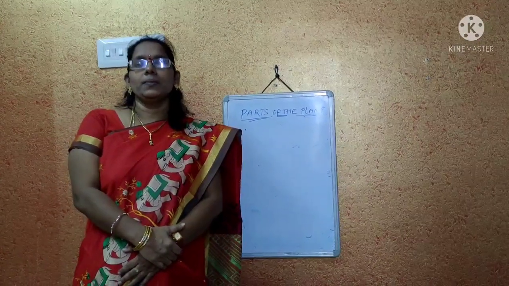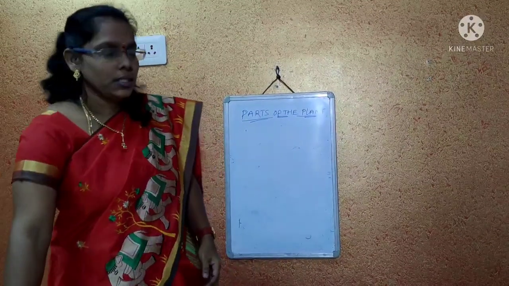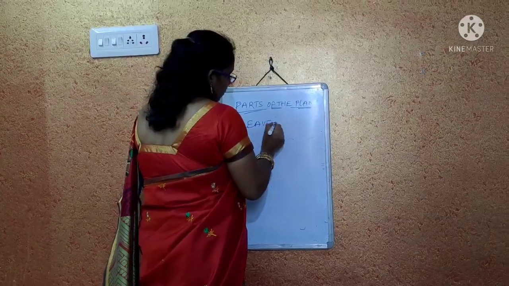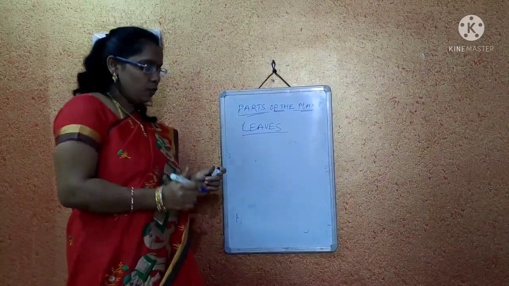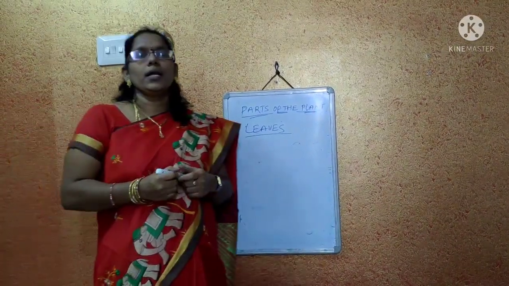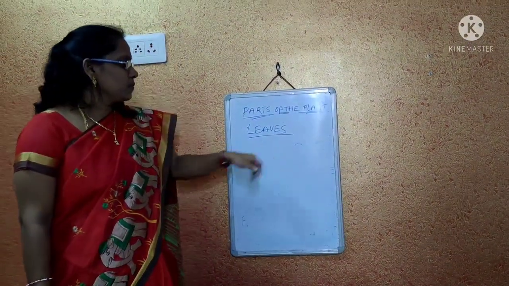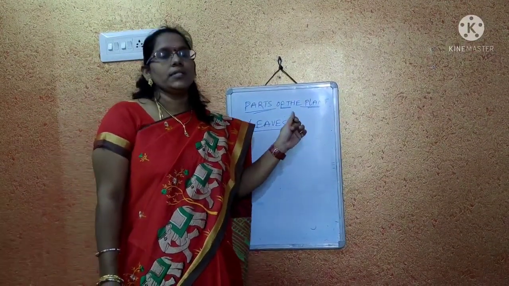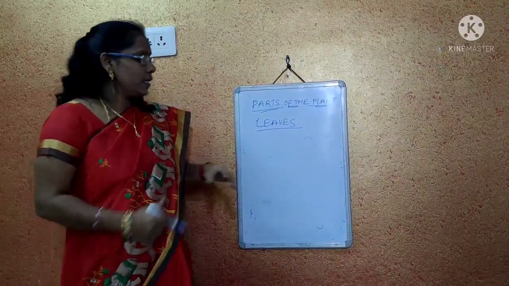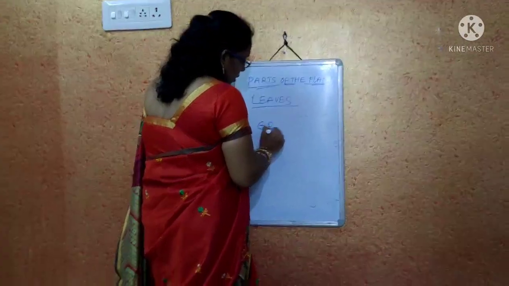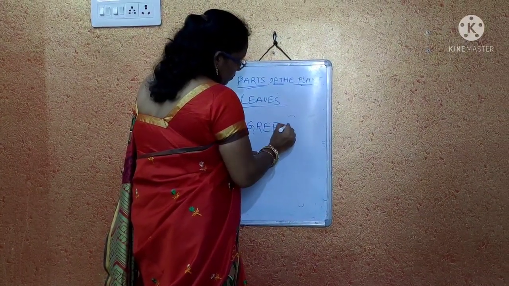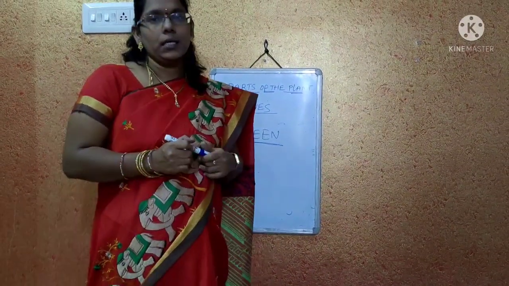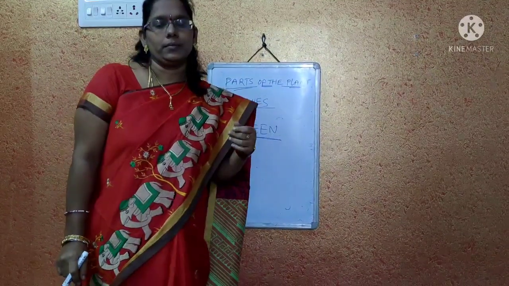Let us learn each part in detail. Start with leaves. Write down, children. Leaves prepare food for the plant with the help of chlorophyll and sunlight. Leaves are usually green in color. It is also called the food factory of the plant.